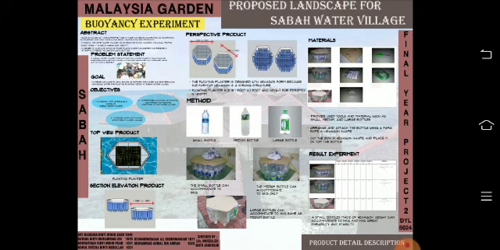The buoyancy experiment is conducted to determine the weight that can be accommodated by the proposed floating planter. The result shows that 1,500 milliliter and 5,000 milliliter plastic bottles can only hold up to 3 kilograms of weight, while 600 milliliter plastic bottle can hold up to 5 kilograms of weight.